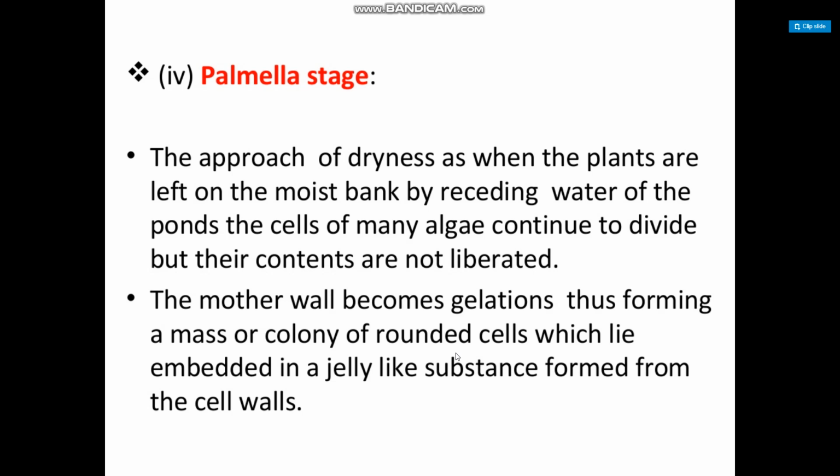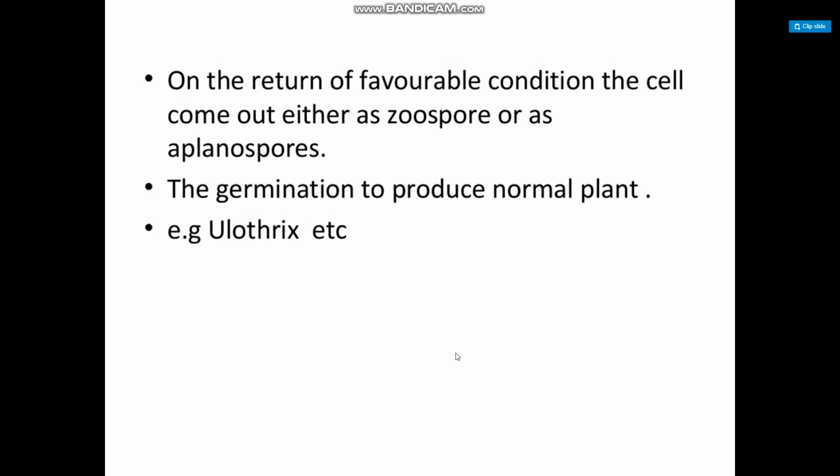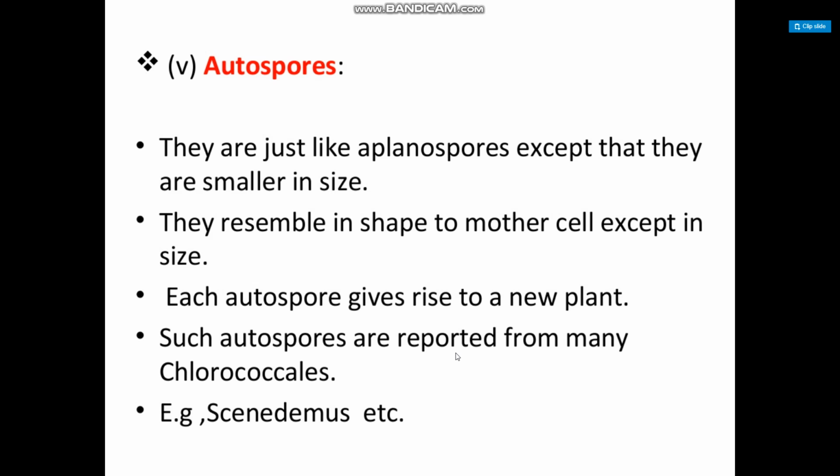The fourth type found in asexual reproduction is the Palmella stage. At the approach of dryness, when the plants are left on the moist bank by the receding water, the cells of many algae continue to divide, but their contents are not liberated. The mother wall becomes gelatinous, thus forming a mass or colony of rounded cells which lie embedded in a jelly-like substance formed from the cell wall. On the return of favorable conditions, the cells come out either as zoospores or aplanospores, germinating to produce normal plants, for example, Ulothrix.